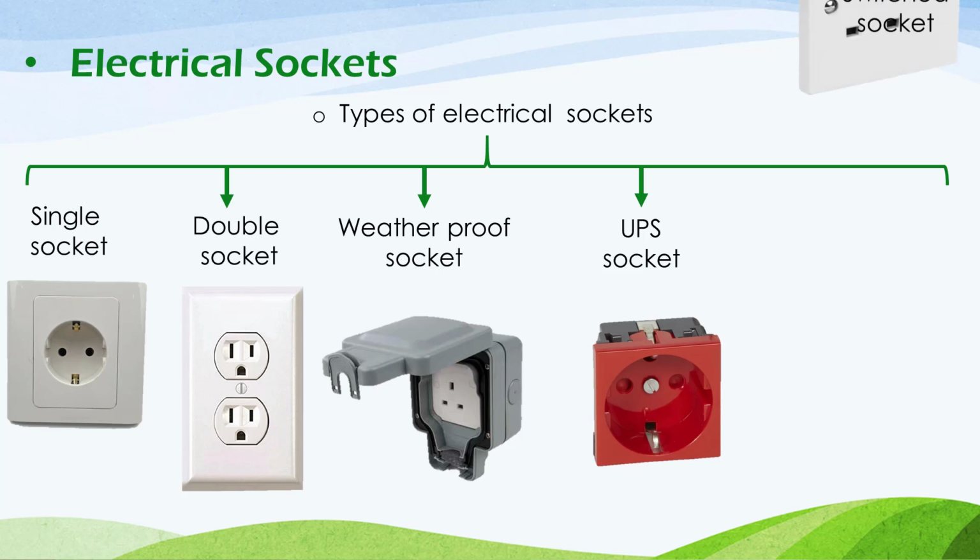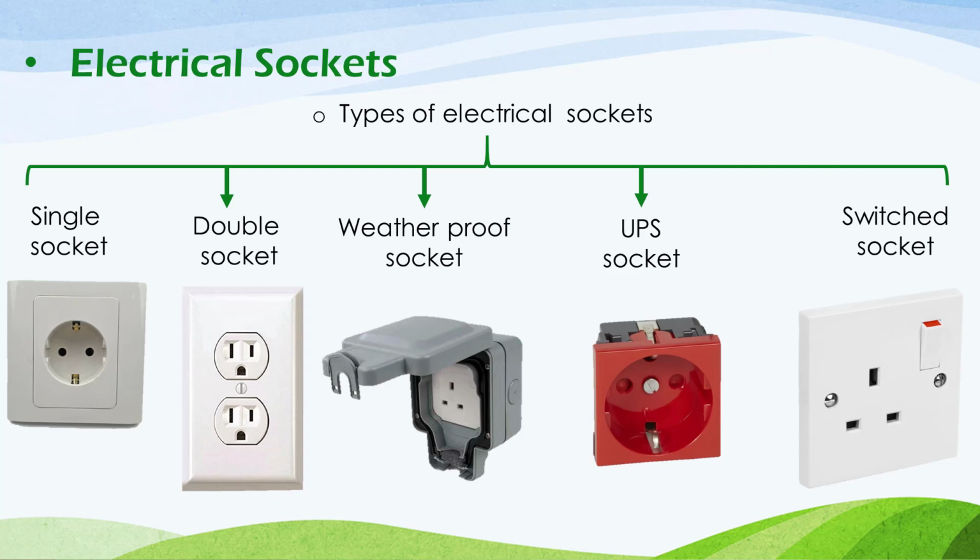Very good. Now the final type of sockets we have is the switched socket, and in that case we have a switch connected to the socket to control it. So if the switch is on, the socket will conduct the electricity to the electric load, and if the switch is off, the socket will not conduct the electricity to the electric load. So we can say that the switched socket looks exactly like the single socket, except that it has a controlling switch to turn the socket on or off.